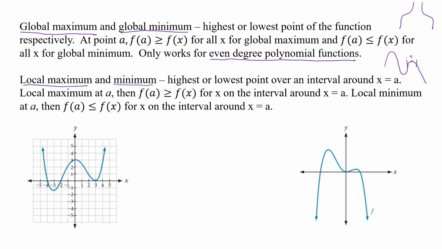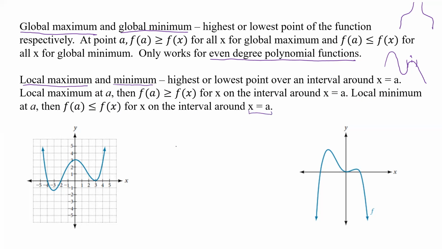This is going to be our global max. This is going to be our local max. Now, since this is here, this is actually going to be a global minimum, but this will be a local maximum. Now, for a local minimum at a, f of a is going to be less than or equal to f of x for all x on the interval around x equals a again.